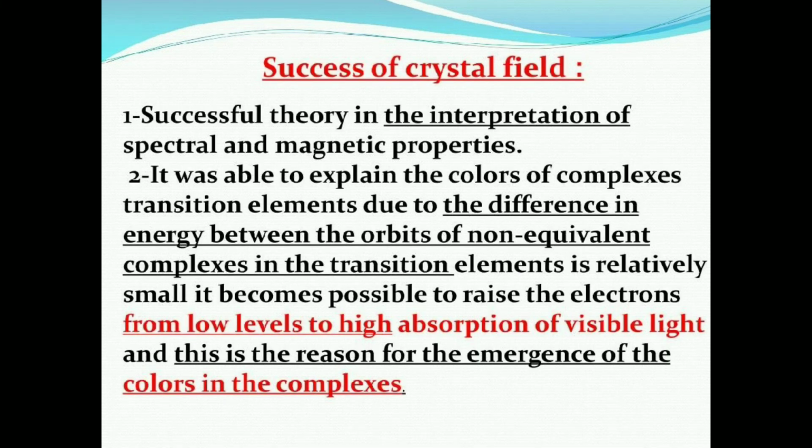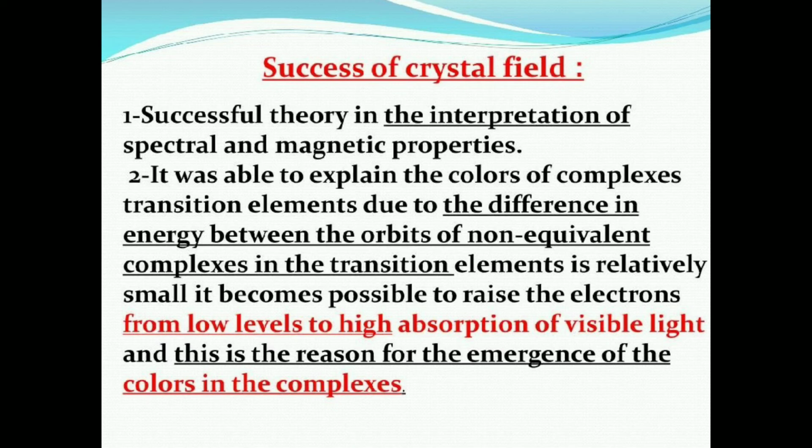Now let us have a look at the success of crystal field theory. It is a successful theory in the interpretation of spectral and magnetic properties. Since crystal field theory successfully explains the spectral properties, that is the color of complexes, and magnetic properties, that is diamagnetism or paramagnetism or ferromagnetism, that is why this theory is a successful theory for interpretation of spectral and magnetic properties.